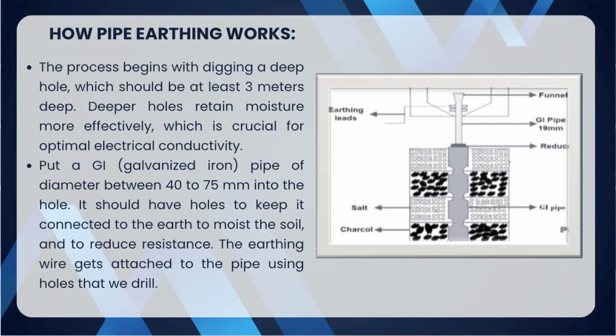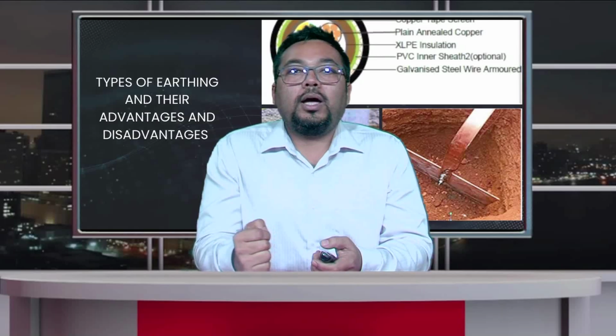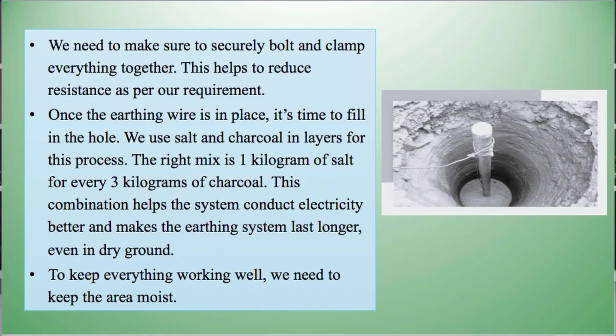The earthen wire gets attached to the pipe using holes that we have to drill on the pipe. This makes a strong electrical link. We also make sure to securely bolt and clamp everything together. This will help to reduce the resistance as per the requirement.